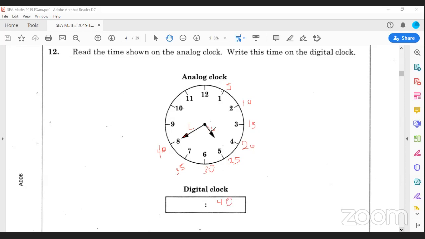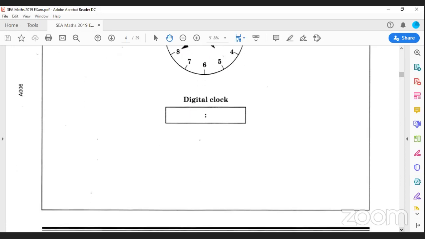It's 40 minutes past what? We need to look at the short hand for that. It's past 4. It's going to 5, but it's not on 5 yet. It's past 4, so we need to write 4 here. So we can read the time here as 4:40 or 40 minutes past 4. Let's go on to our next question. Question number 13.